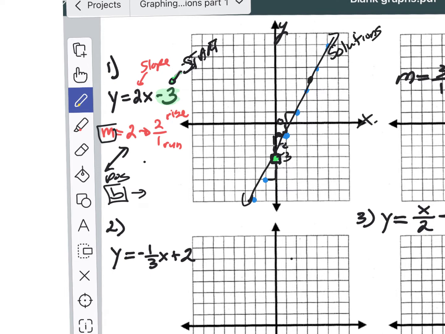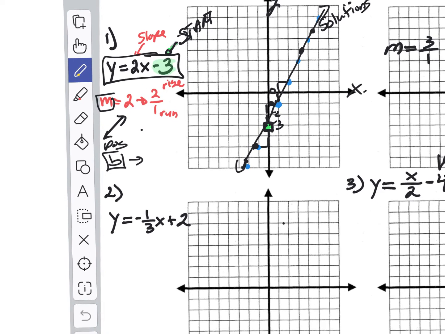When you graph the line, you're actually graphing solutions. So any point that is on this line will make this equation true. Any point that is not on the line is not a solution. So this point will not make this sentence true. Only these points that are on the line will make that sentence true. So when you're graphing, you're actually graphing solutions.